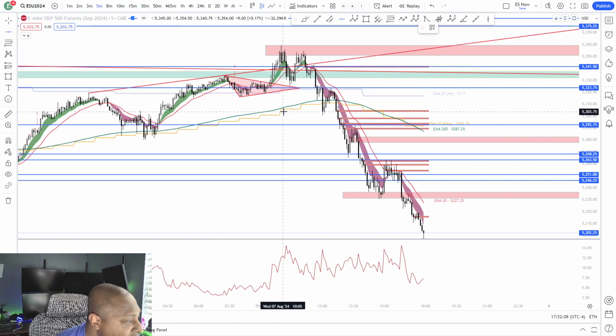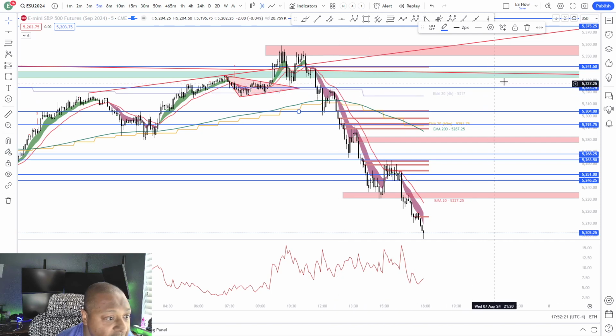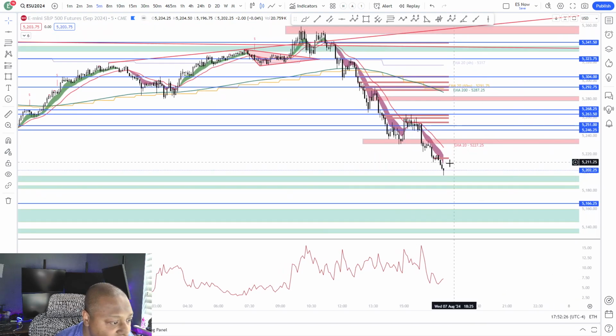Another resistance level on the RTH chart can be this one, which is a micro gap as well at 5304. And if we keep moving up from there, we will find ourselves in the 5320 to the 23 area and then back above to these levels. However, that looks like a very dim possibility.